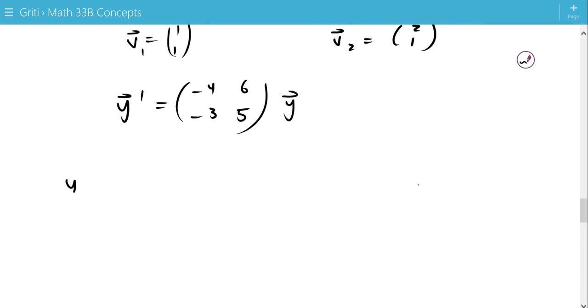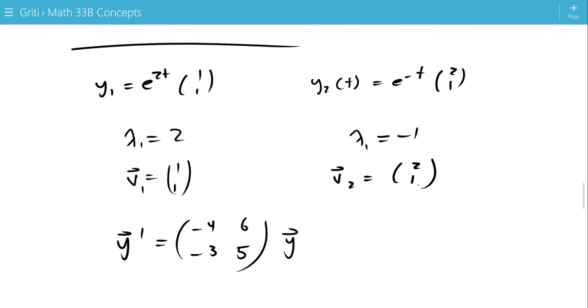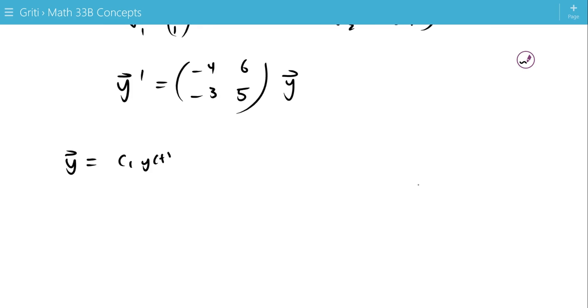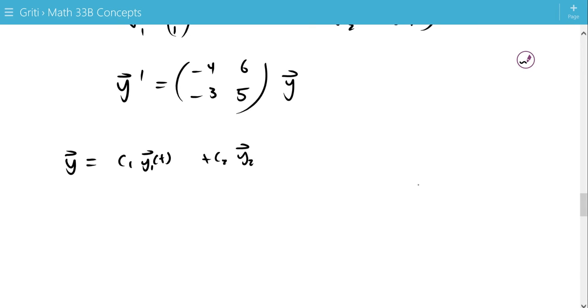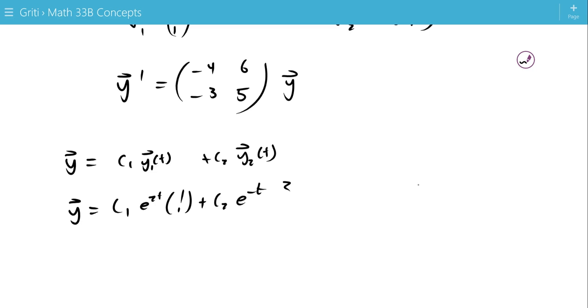So our total solution, y, is going to equal c1 y1 of t plus c2 y2 of t, where y1 and y2 should have arrows on top. So that gives us y equals c1 e to the 2t (1, 1) plus c2 e to the negative t (2, 1).